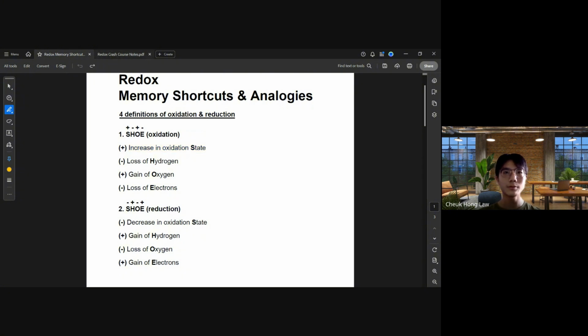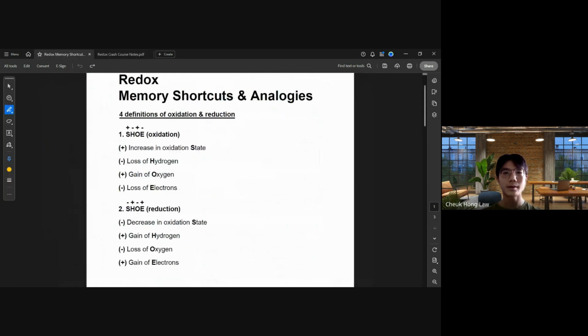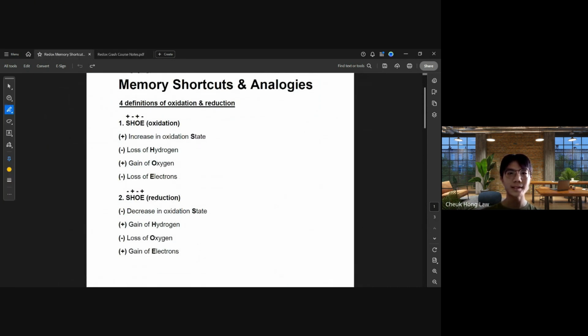So for example, the increase can be from +2 in Fe2+ to +3 in Fe3+. So you jump from +2 to +3, therefore it's an increase, therefore it's oxidation. Then the second definition is loss of hydrogen.